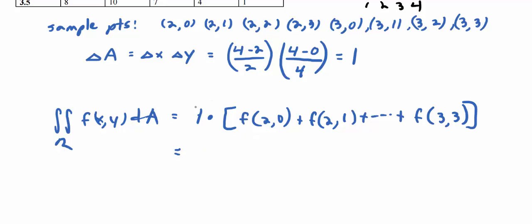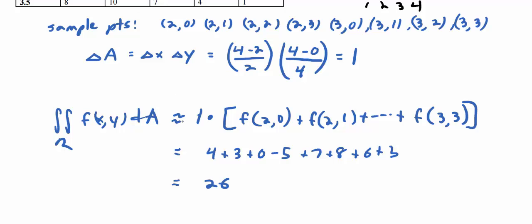And the 1 doesn't do much in this case, so I can just drop it. 4 plus 3 plus 0 plus a negative 5, minus 5, same thing, plus 7 plus 8 plus 6 plus 3. If you add all those together, you should get an estimate of 26. And it really is an estimate, so I should make it a little wavy equal sign, a very rough estimate, in fact. There you go.